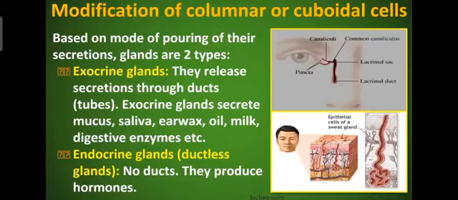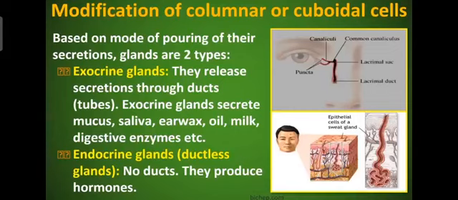Through that tube-like structure they are secreting their secretion. So these are the ducts, these are the glands with ducts. Those are called exocrine glands. Clear? Then one more is endocrine glands, meaning ductless glands. They do not have a tube-like structure, they do not have a duct for the secretion. No ducts, they produce hormones.